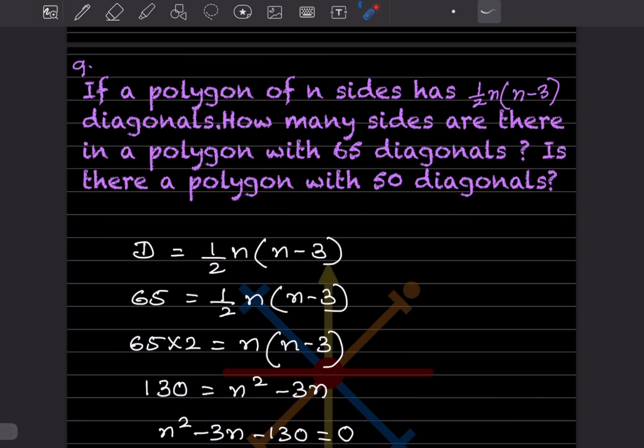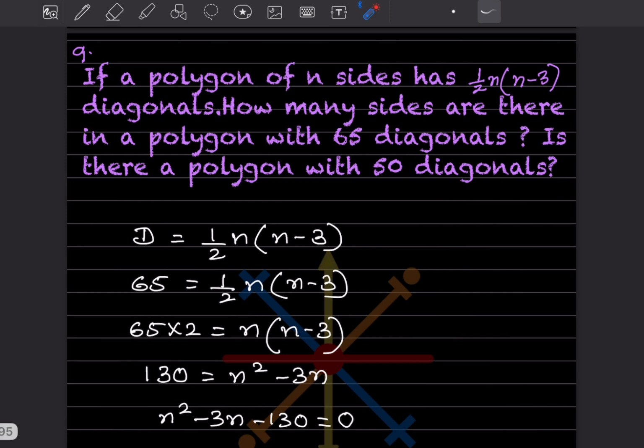If a polygon of n sides has 1 by 2 n into n minus 3 diagonals, how many sides are there in the polygon with 65 diagonals? And then we also have to see: is there a polygon with 50 diagonals? So this is the equation given. The number of diagonals is 1 by 2 n into n minus 3, and this is given with 65 diagonals. So in this place we will write 65, and the rest is all the same.